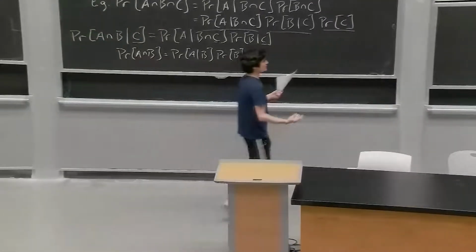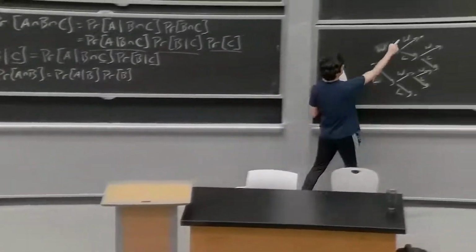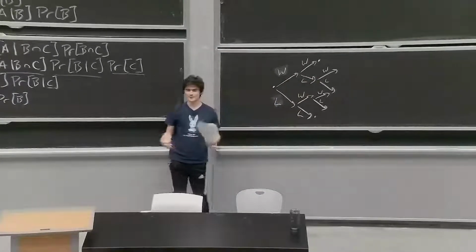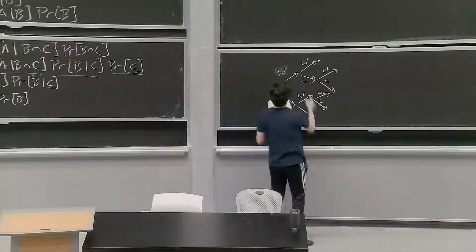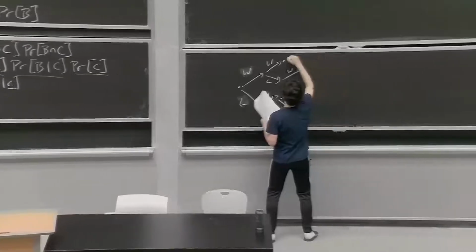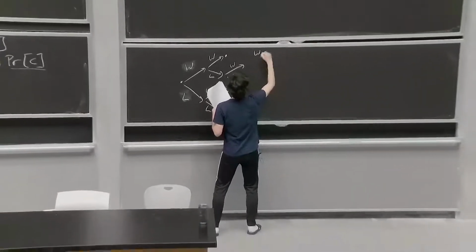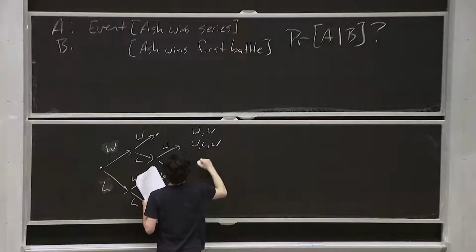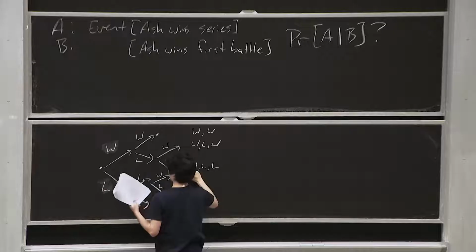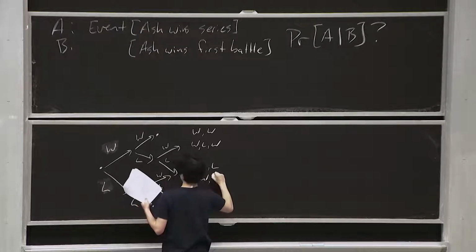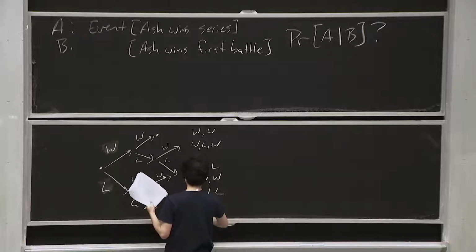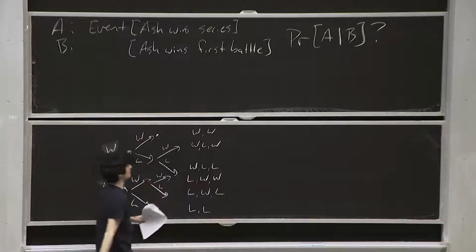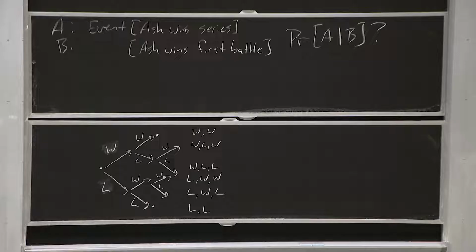So now what are our outcomes? Again, let's look at the paths from root to leaves and label each with a string of edge labels. So this is going to be WW, WLW, WLL, LWW, LWL, and LL. Okay.